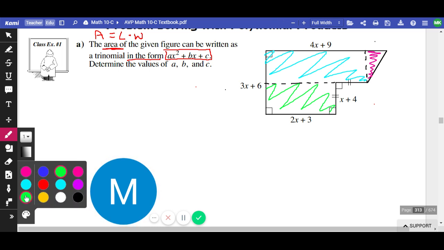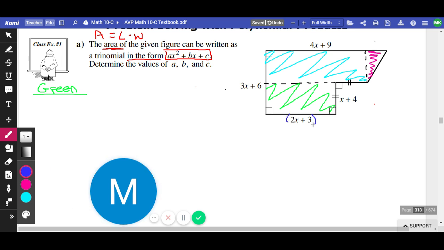Looking at the green rectangle, you need a length and a width. I'm just going to call it green. Okay, so if you're doing the area of the green, the length would be 2x plus 3. The width would be x plus 4. And we know it doesn't matter if you mix those up because multiplication is the exact same. Right? So if we do area of the green, 2x plus 3, that's length, times width, which is x plus 4. We need to multiply those two guys together. You can use any method you want.